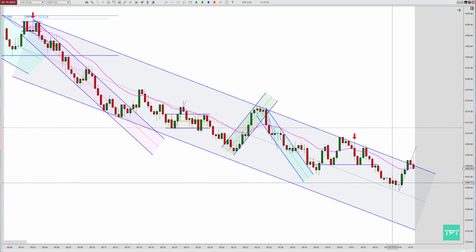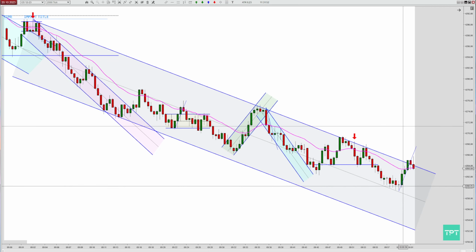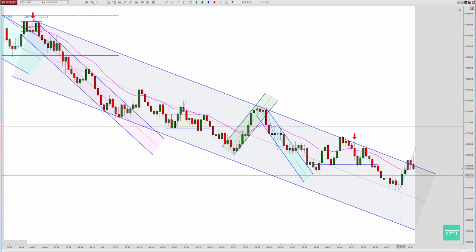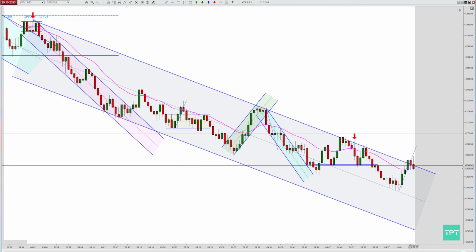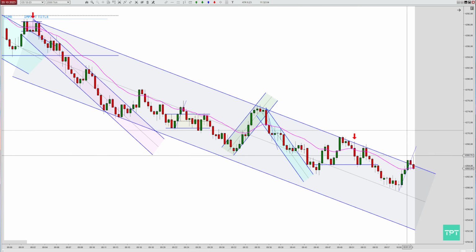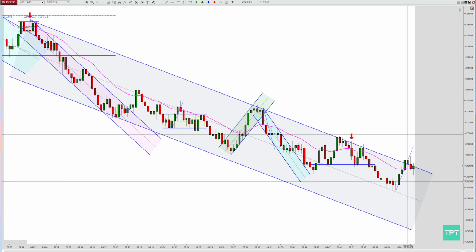But also we're finding now support around the midline here. And this shorter term uptrend is in play. We had a break here with a potential retest. So this speaks for taking a short setup here. But yeah, it's a bit congestive and I don't trust it right now.